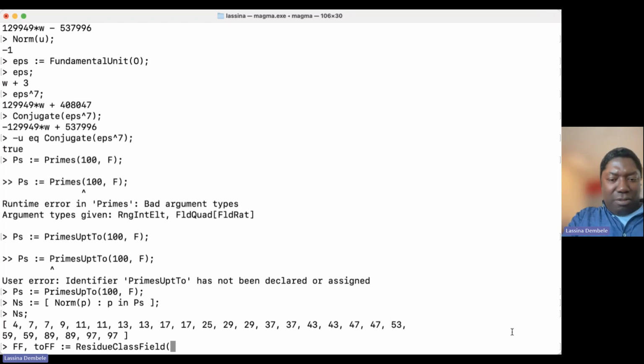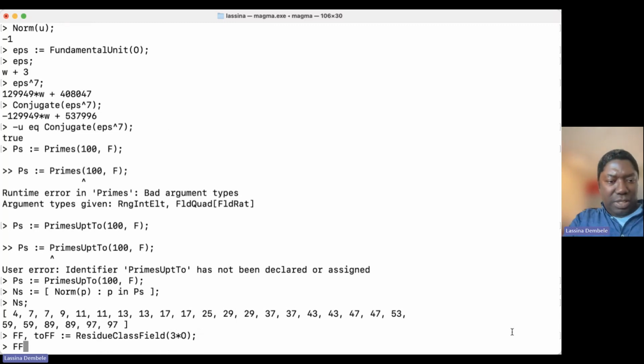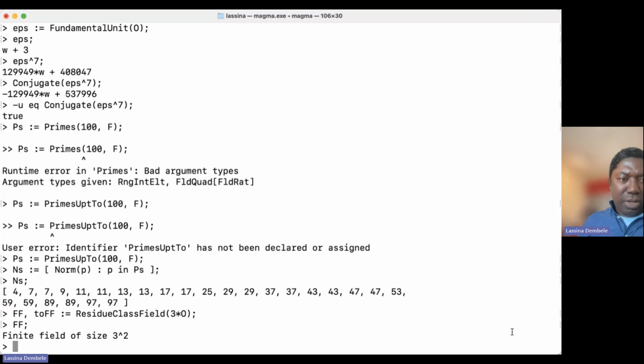If I want to create the residue field, the residue field is created by using this function, and you can check that 3 is inert in Q root 53, so the residue field is F9. And now we can reduce either of these polynomials. So I'm going to call the reduction of the first polynomial P3.